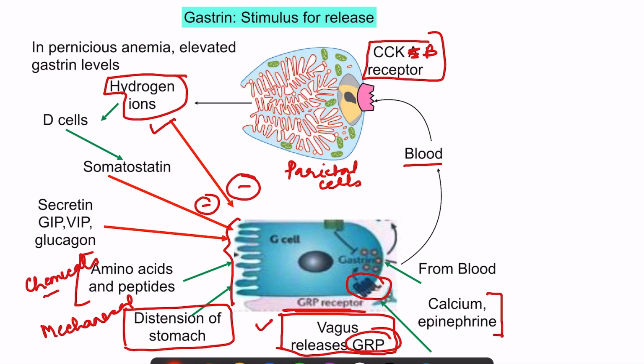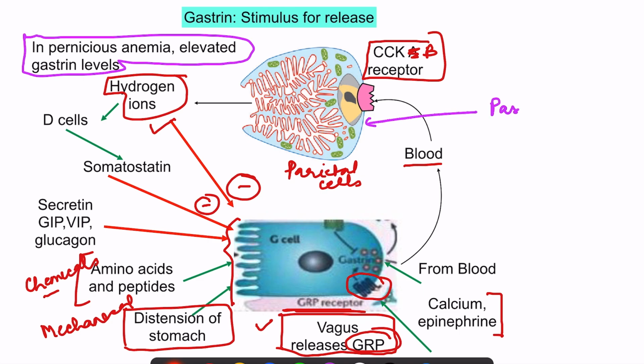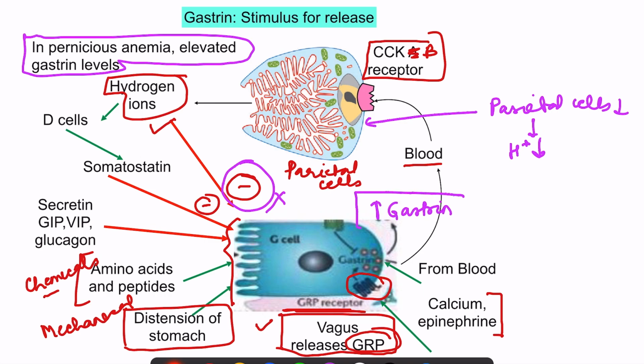Now, in pernicious anemia, there are elevated gastrin levels. And why is it happening? Because in pernicious anemia, there is loss of these parietal cells. Atrophy of gastric mucosa occurs and parietal cells decrease in number. So when parietal cells decrease, there is decrease in the release of the hydrochloric acid. So hydrogen ions are not able to inhibit the G cells. Hence, there is increase in the release of the gastrin. So in pernicious anemia, we have chronically elevated gastrin levels.